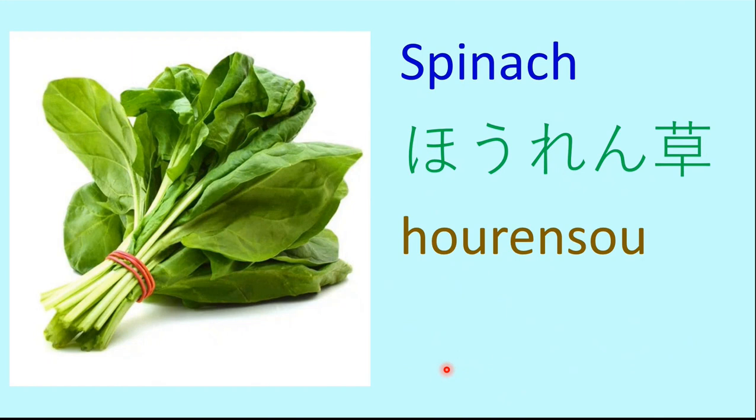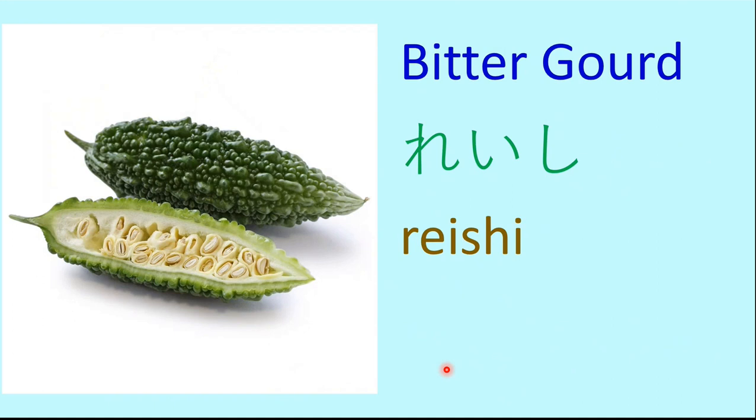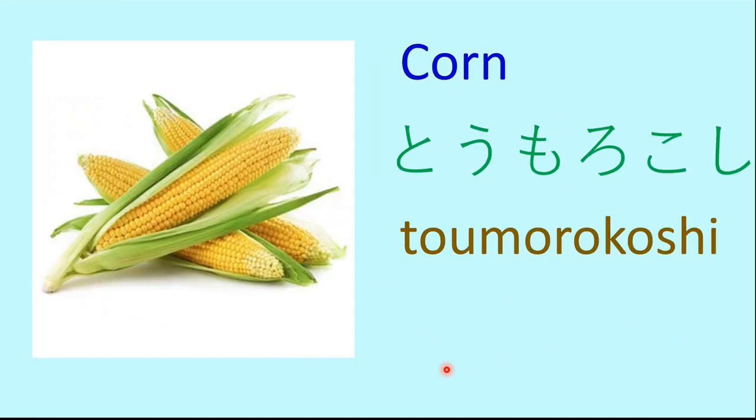Now, spinach, very commonly used green leafy vegetable. It's called horenso in Japanese. Horenso. Spinach. Horenso. Bottle gourd is called heotan. Heotan. Bitter gourd is called reishi. Reishi. Then we have corn or sweet corn, which is called tomorokoshi. Tomorokoshi, corn or sweet corn.